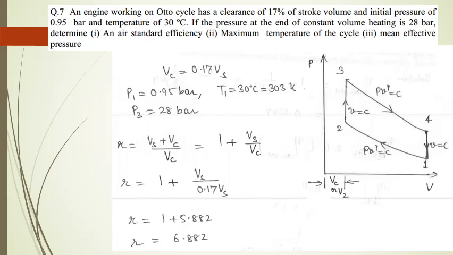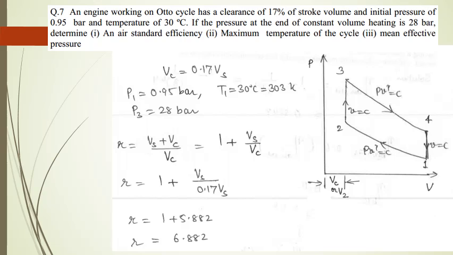Now we have drawn the PV diagram, and for each process the governing equation has been written on the PV diagram itself. Now as per the question given, Vc is equal to 0.17 of Vs, as it is given that clearance is 17% of the stroke volume. Now P1 is equal to 0.95 bar, T1 which is equal to 30 degrees Celsius is equal to 303 Kelvin, and P3 is equal to 28 bar, because it is written that the pressure at the end of constant volume heating is 28 bar, so it is nothing but P3.